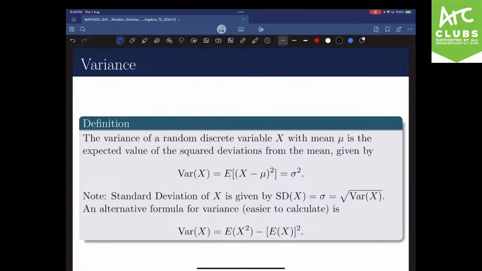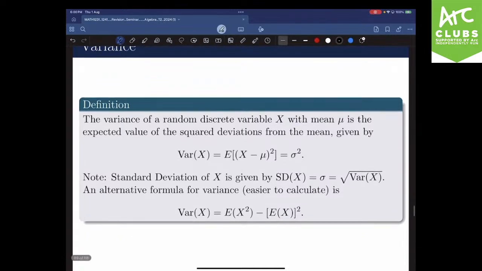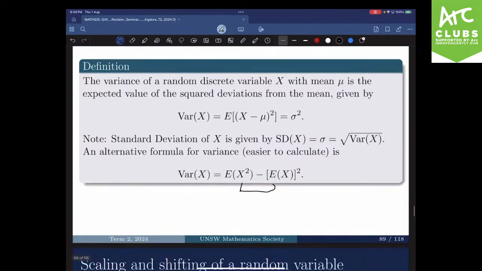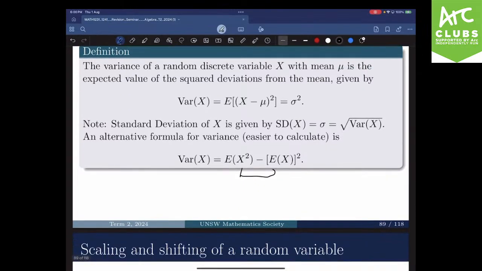And the standard deviation of X is just the square root of the variance. My variance of X actually has another formula, which is equal to E of X squared minus the square of E of X. So these two are not the same thing; just keep that in mind. This is also an alternate formula. Usually when you're calculating variance, it will be much easier if we use the second formula here.